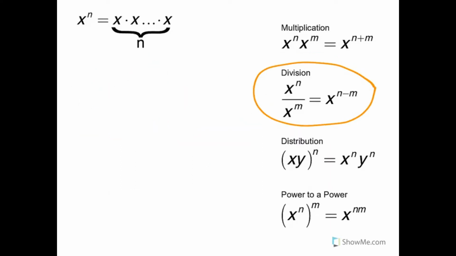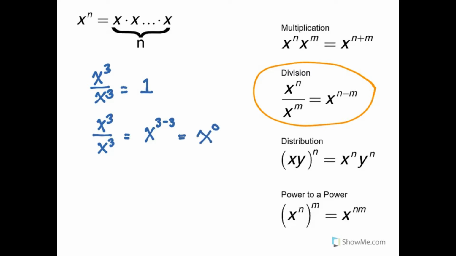Let's do something similar to define 0 as an exponent. If I have x to the third divided by x to the third, well, anything divided by itself is 1. But using the division rule, x to the third divided by x to the third simplifies to x to the 3 minus 3, which is x to the 0 power. So I'm going to define x to the 0 power as being equal to 1.